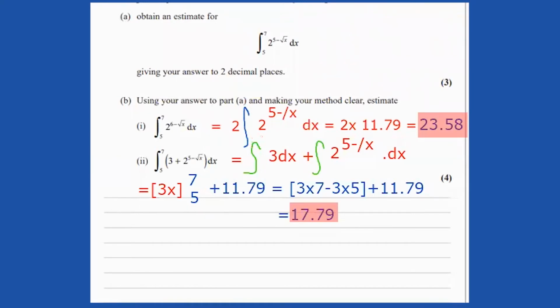Now, in part B, what they want to do is, the first question is to evaluate 2 to the power 6 minus root x. Now, let's have a look at the relationship between 2 to the power 6 minus root x and what is given, which is 2 to the power 5 minus root x.